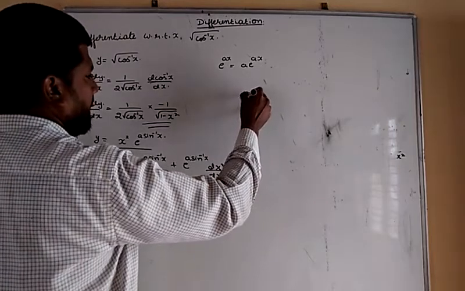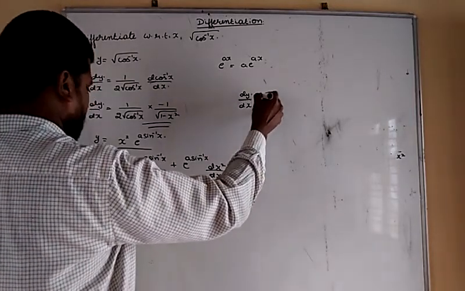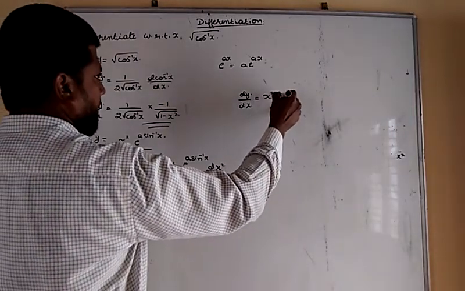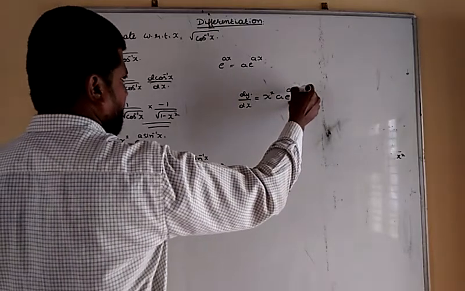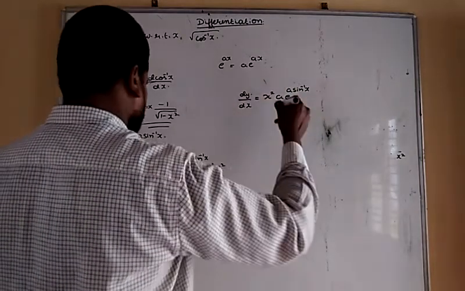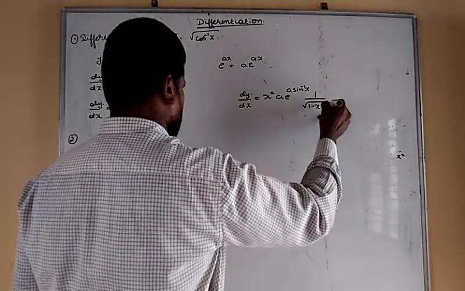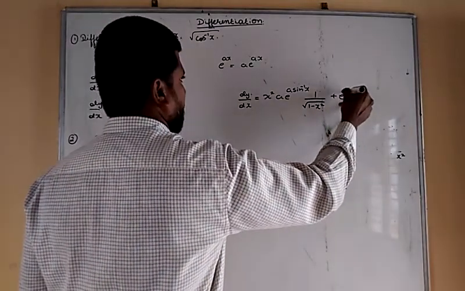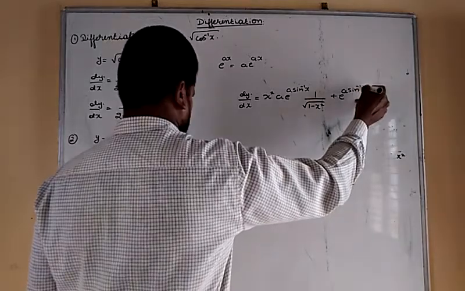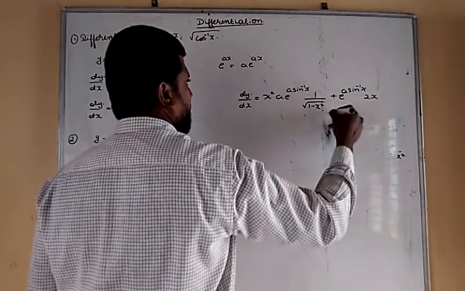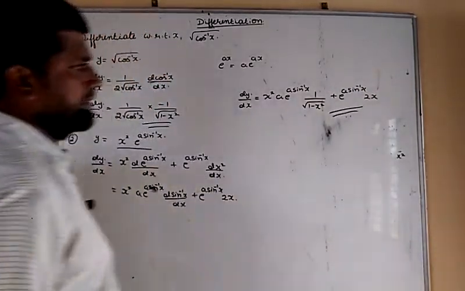Then differentiation of y with respect to x is equal to x square into e to the power of a sine inverse x. Sine inverse x differentiation is 1 by square root of 1 minus x square, plus e to the power of a sine inverse x into 2x. So this is the answer.